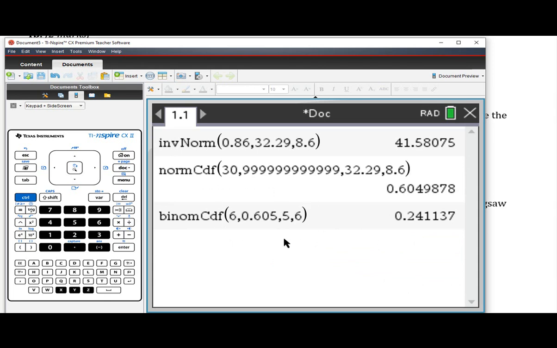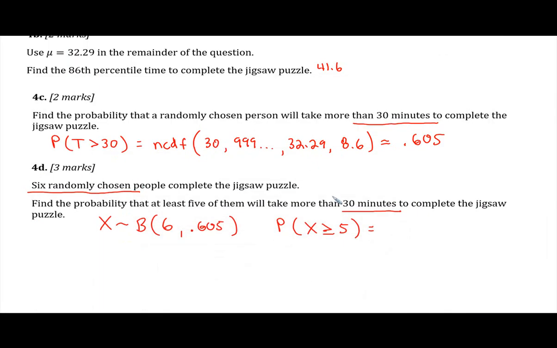0.241, and you want to make sure you write all this down so that the reader knows what you put in the calculator. So we have binomial CDF, parentheses, and then this was 6 comma 0.605 comma 5 comma 6. And then our answer we got was 0.241.